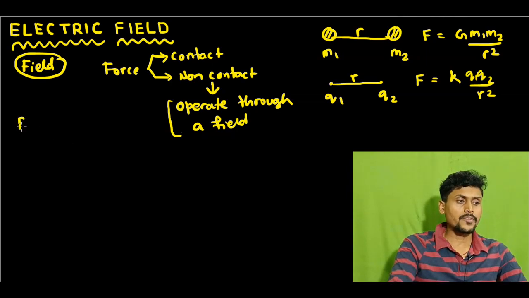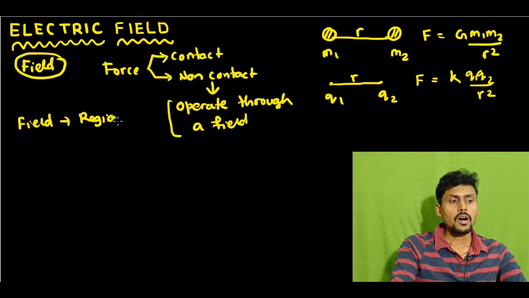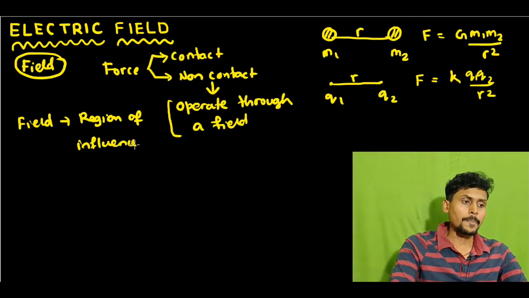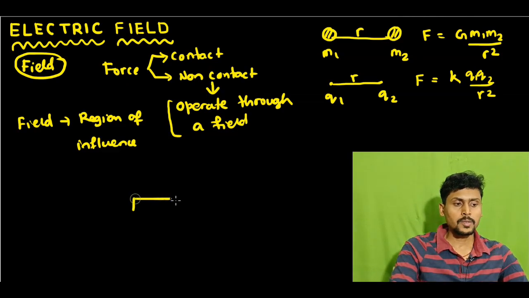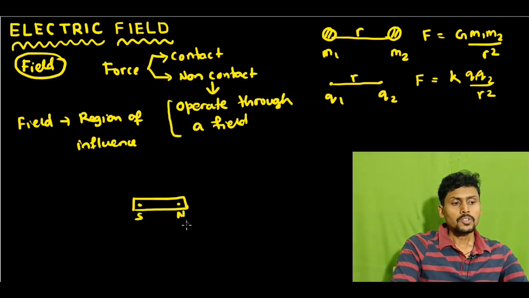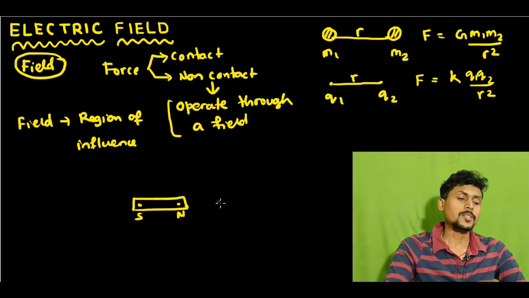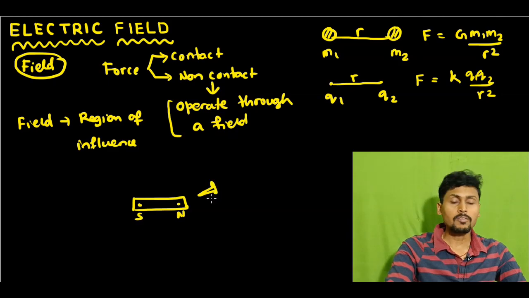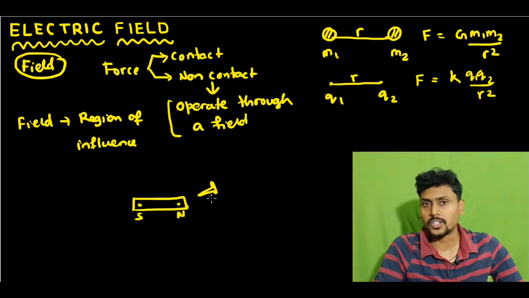Field refers to a region of influence. Let us understand about this region of influence. Suppose you have a bar magnet. Suppose this is a bar magnet, and this is the north pole of the magnet. This is the south pole of the magnet. When you place a magnet at a particular place, and keep an iron nail near it, you'll see that the iron nail will be attracted towards the magnet.